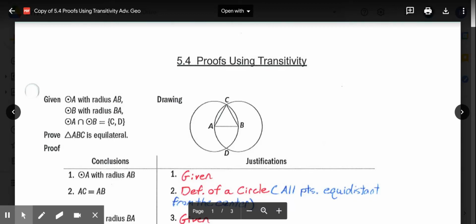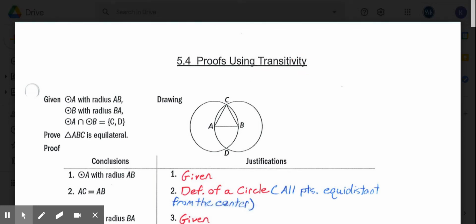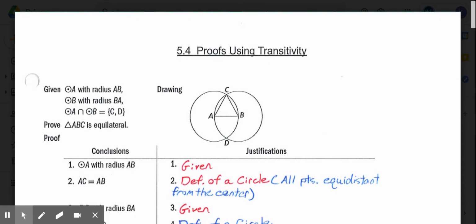Welcome to lesson 5.4, Proofs Using Transitivity. The transitivity part of the proofs is referring to the transitive property and the idea of transversals, which we're going to get to. But remember, the transitive property is the one we have of both equality and congruence. Transitive property says if A equals B and B equals C, then A equals C. That's the main idea behind the transitive property.